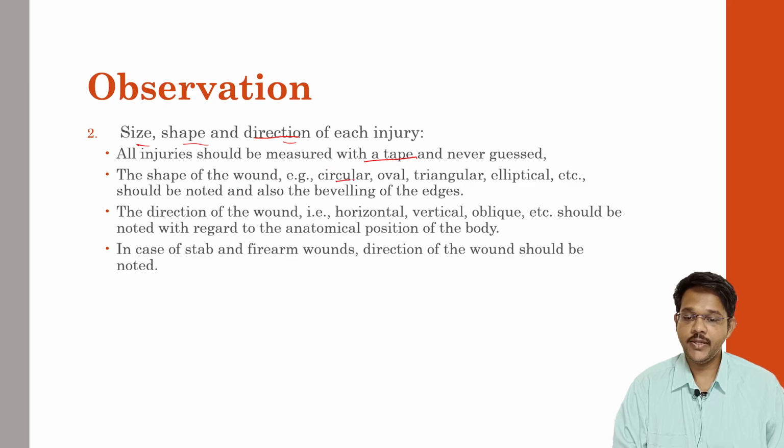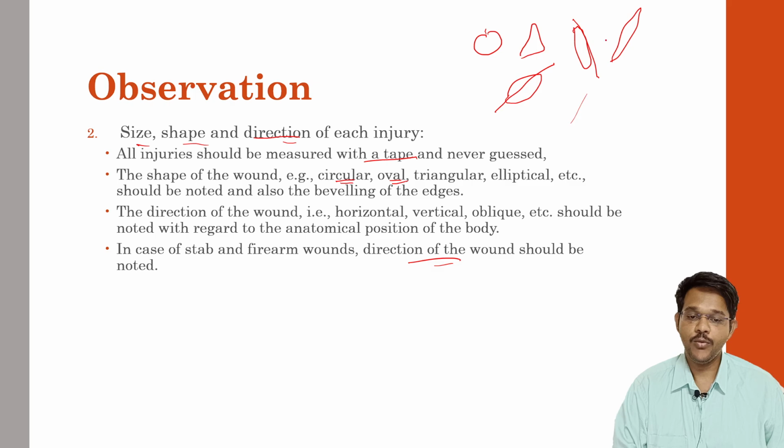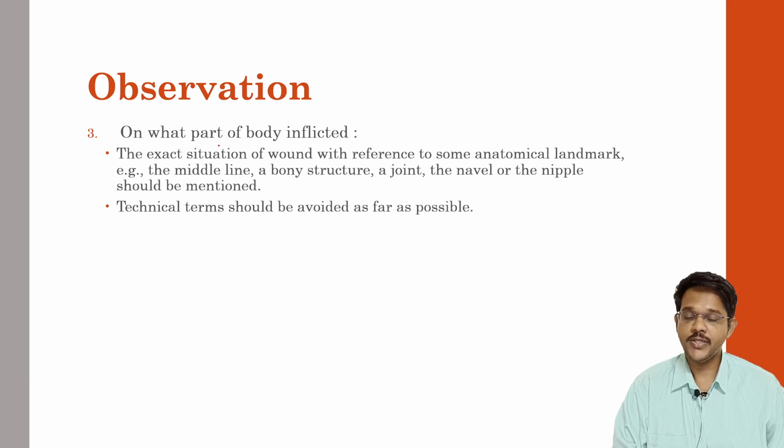The shape of the wound, whether it is a circular wound, oval wound, triangular wound, oblique wound, or elliptical wound, or any shape, has to be recorded. And the direction of the wound, whether it is horizontal, vertical or oblique, has to be recorded. In case of stab or firearm wounds, the direction of the wound should be noted. In case of stab wound or firearm wound, which has three dimensions, we have to note the depth of the wound also. It can be done, after stabilizing the patient, by measuring using a soft pointed probe. Then we have to mention which part of the body it was inflicted on. The exact situation of the wound has to be noted.